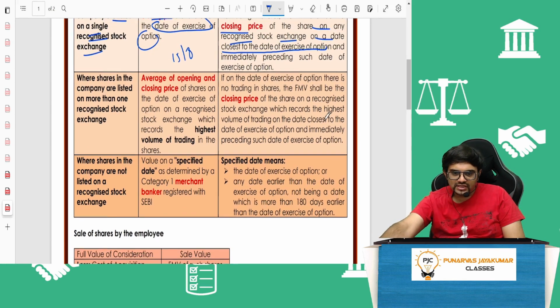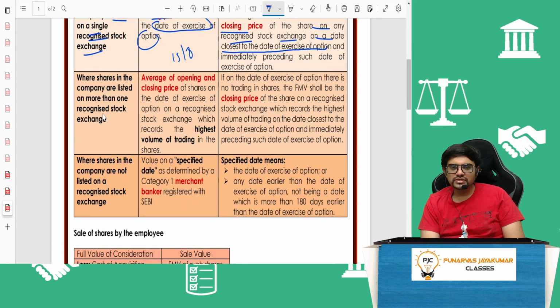Where shares in the company are listed on more than one recognized stock exchange, then it is the average of opening and closing price of shares on the date of exercise of option on the recognized stock exchange which has the highest volume of trading. You should see the turnover for those particular shares in which stock exchange it is more, so that I take the average of opening and closing. Similarly, if it's not there, the previous day.